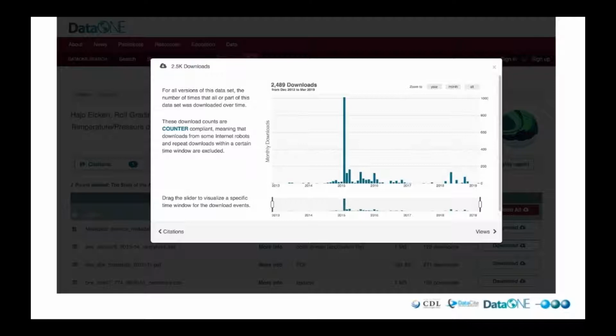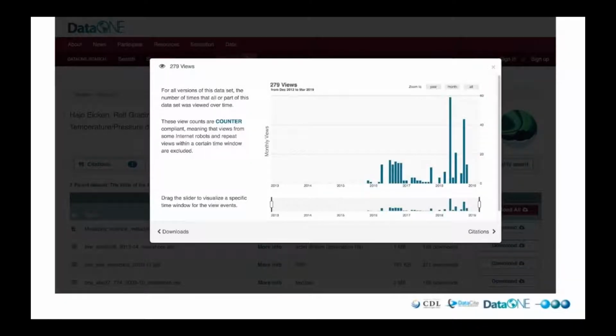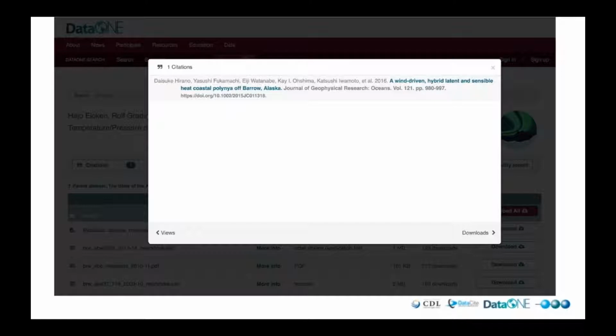We can also do the same type of time series view and show that across all of the data sets for this data center. This is what the time series of views looks like, and this is what the time series of downloads looks like. And so there's been a little over 16 million downloads of data sets across all data sets in the Arctic Data Center since about mid 2013.